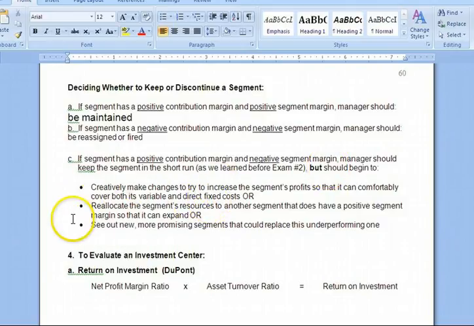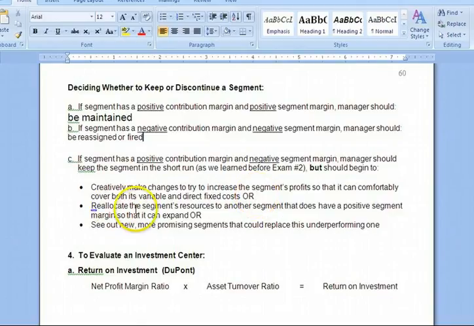For example, if you're running a department store and the shoe store is not doing very well, it has a positive contribution margin, but it has a negative segment margin, you might have to get creative with your shoe department and find out if there are some new strategies we could try, or some new styles of shoes, or some new advertising or marketing or sales techniques that we could use to better serve our customers, to make our shoe department a little bit more profitable.